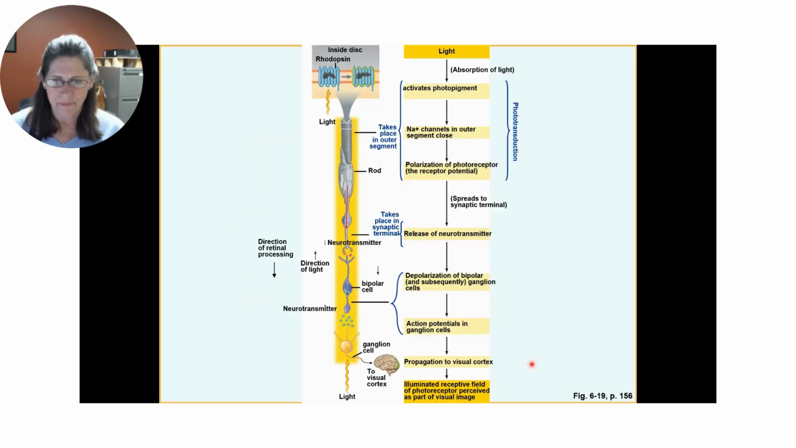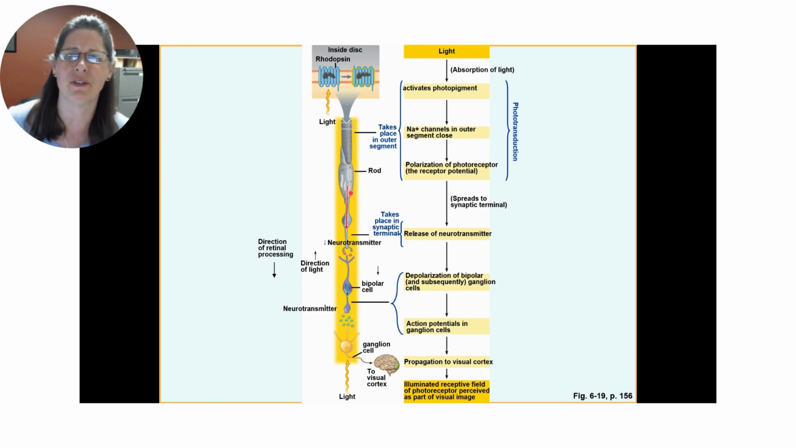All right, let's go to this one. So here's that sequence of events. So light comes in, there's your light. It activates a photopigment, which again, it can either activate the rod or the cone, depending on which photopigment. Don't worry about how we distinguish that. But that's actually going to open its sodium channels. Okay, so there's your polarization.